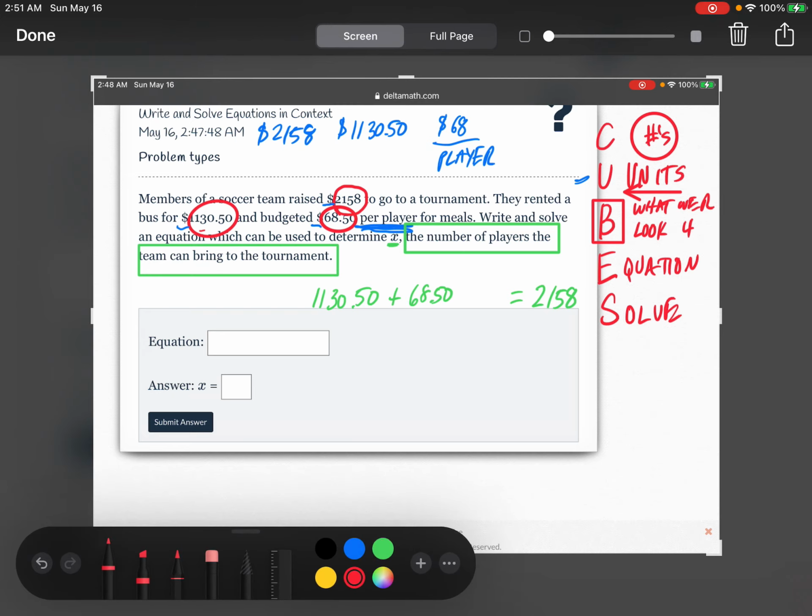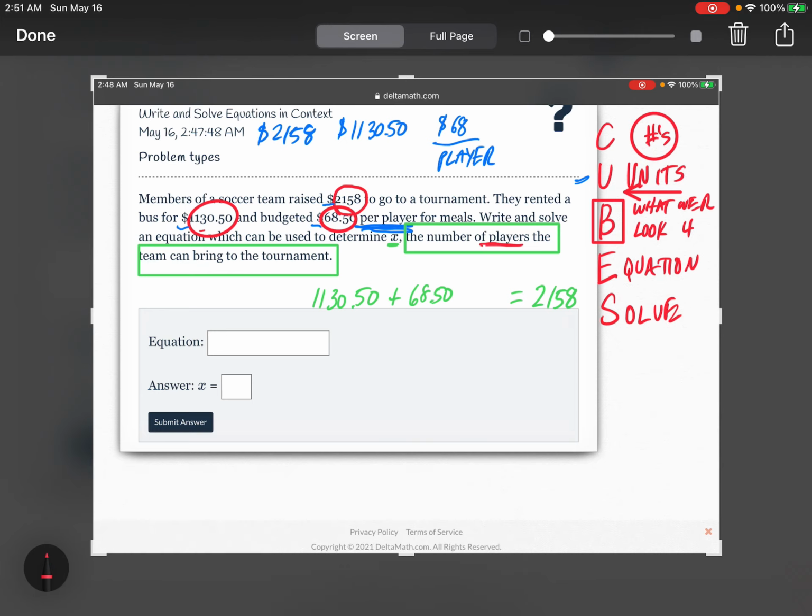Now, the only thing that we're missing is where does the X go? Well, if you can see, the X units is players, so that's going to go with this. So we would put an X here. So our equation is going to be $1,130.50 plus $68.50 per player is equal to 2158.